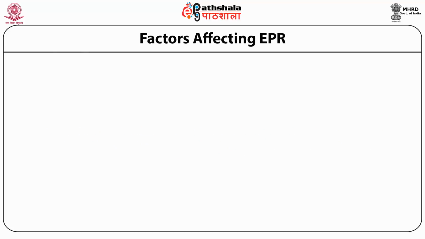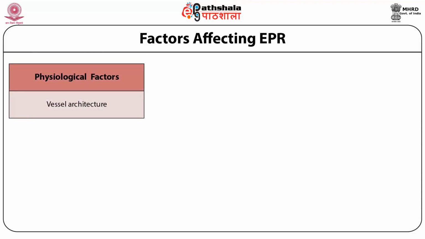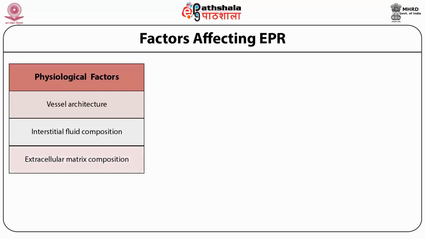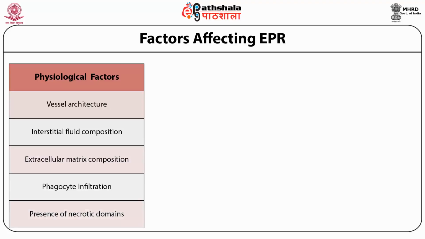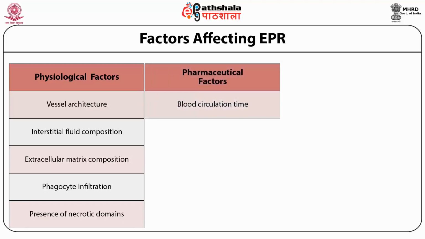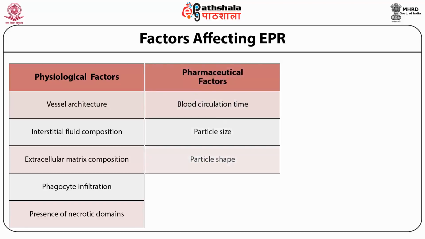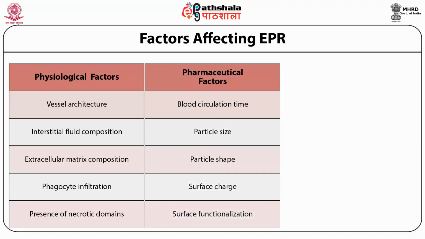The principal factors affecting the EPR effect include vessel architecture, interstitial fluid composition, extracellular matrix composition, phagocyte infiltration, presence of necrotic domains, and factors pertaining to the colloidal carriers such as blood circulation time, particle size, particle shape, surface charge, and surface modification, or the pegylation process.